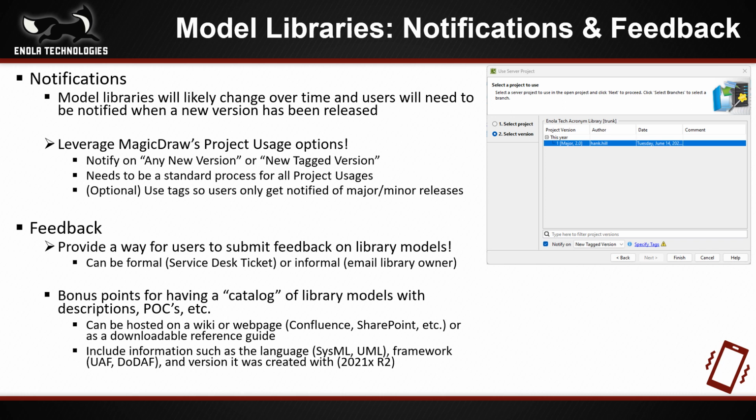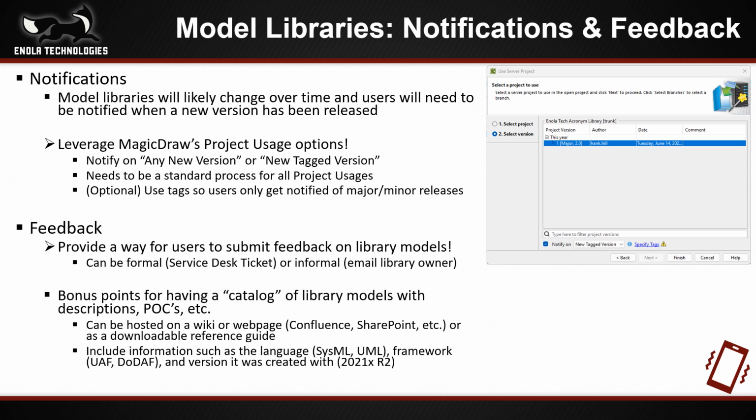And the final part is feedback, and something that most folks I find overlook when they're talking about libraries is to provide some way for users to submit feedback on library models. And this can be very formal, like we did at NavAir, where we had a service desk ticket set up where you could provide feedback for some of our high-level libraries. Or it can be very informal, where you just tell people to email the library owner, though they will need to know who the library owner is. So that can either be done in something like a catalog or maybe in that description we talked about earlier.